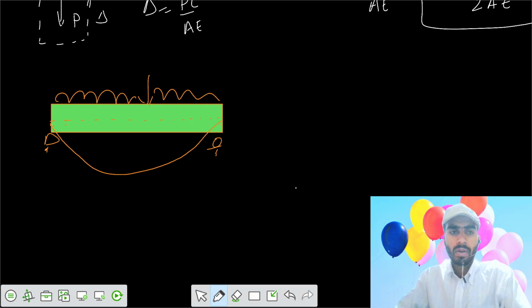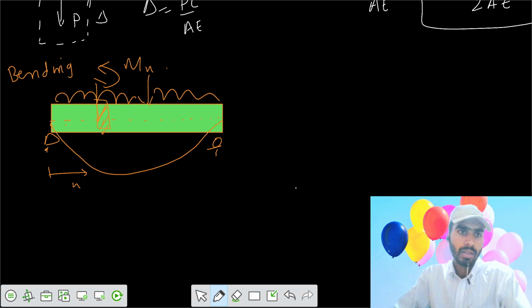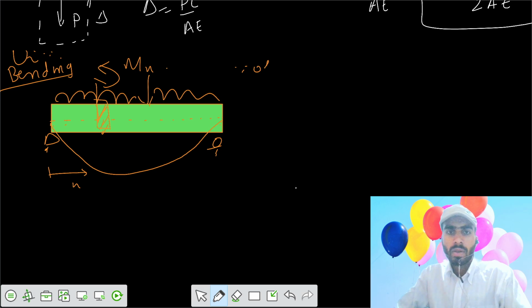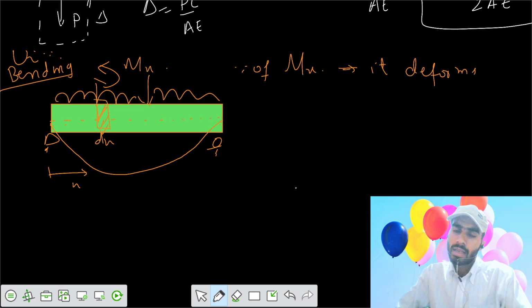If we take at any x some strip, we say, what is the moment at any x? There is some moment Mx. Because of that moment, we write first the topic of bending, the internal strain energy stored because of bending. Say because of the moment at x, it deforms the small differential element dx by some amount of d theta.